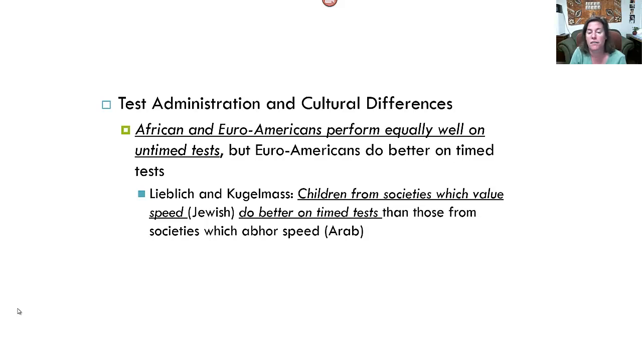Lieblich and Kugelmass found that children from societies which value speed, such as Jewish children, do better on tests than those from societies that abhor speed, such as Arab society. There's an old Arab saying that time is of the devil. Speed is not valued in some societies.